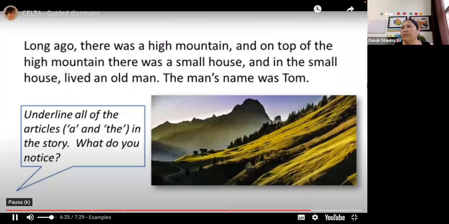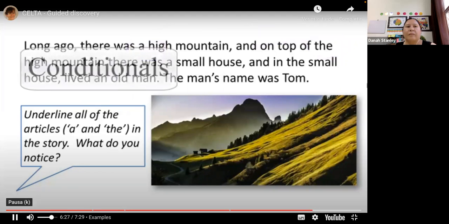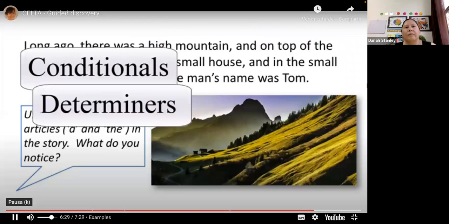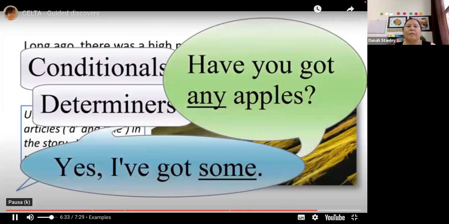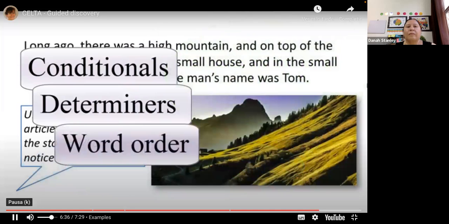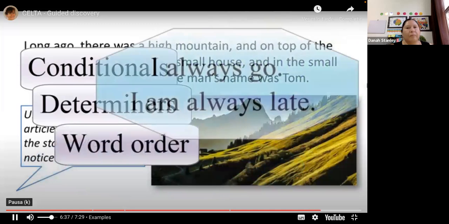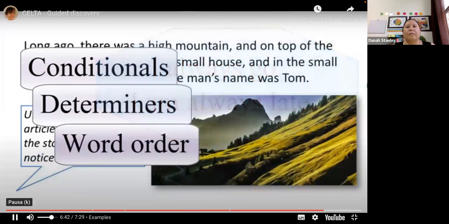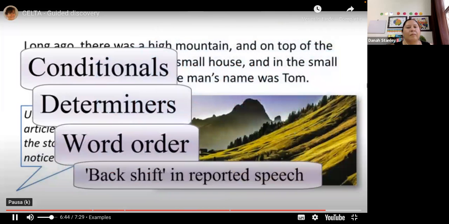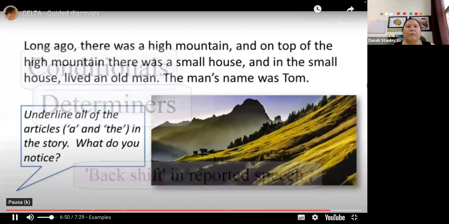Other examples: conditionals, determiners with count and non-count nouns. Have you got any apples? Yes, I've got some. Word order with adverbs of frequency. I always go, but I am always late. The back shift of tenses in reported speech. Anything where the form is very rule-bound works well.